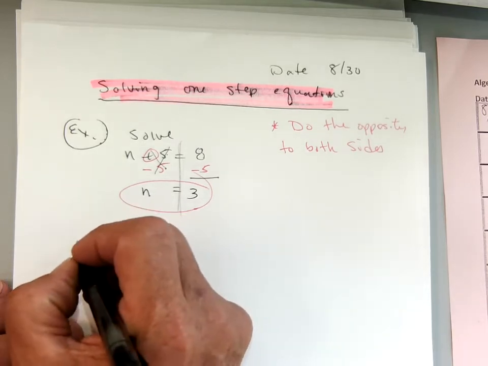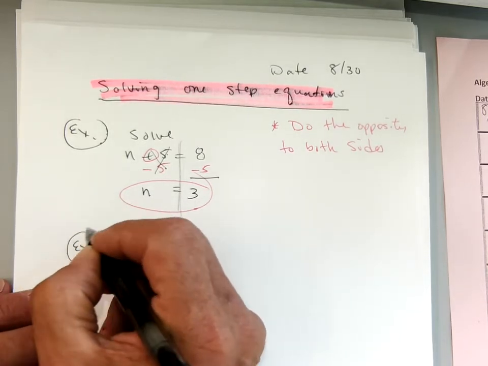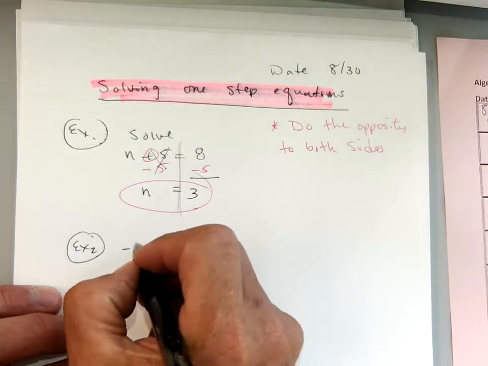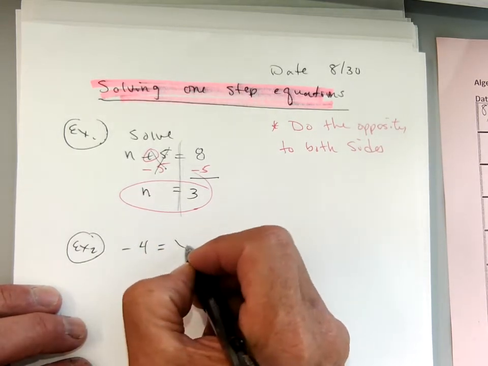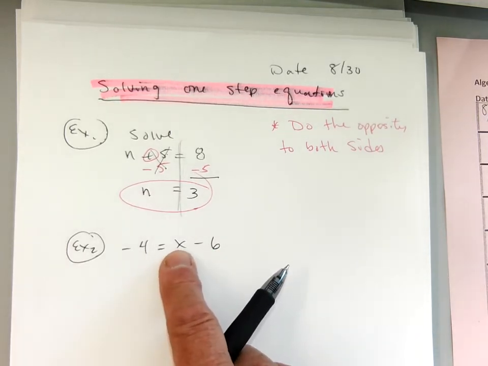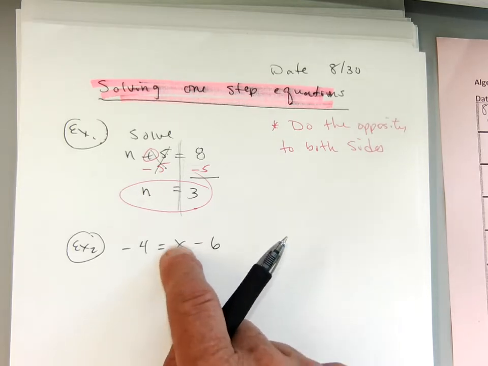Let's look at example 2. Again, you can pause the video anytime you want. I'm just going to go through the lesson. Example 2, we have negative 4 equals x minus 6. Now, x is just an unknown number. We like x because x goes along with the x-axis, so that's why x pops up a lot. But it's still the same as n.